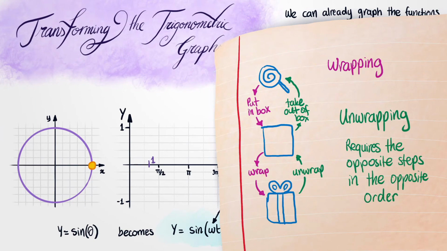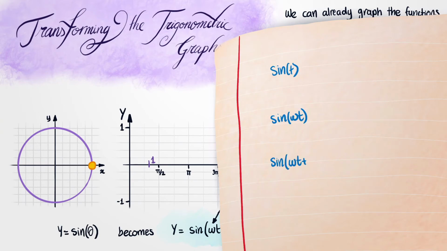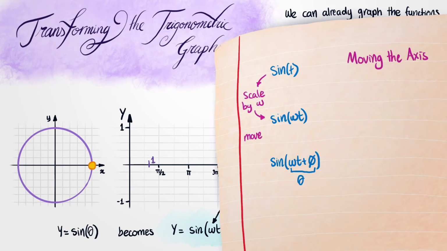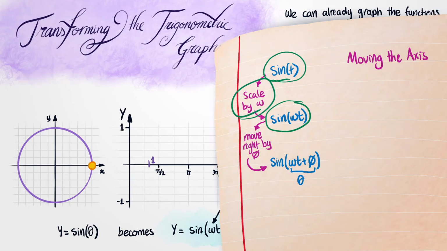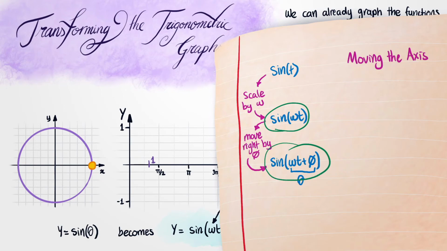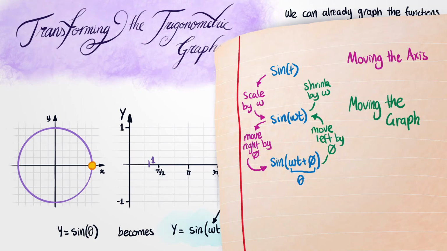Now just like wrapping a gift is the opposite of unwrapping it, we just said that moving a graph is the exact opposite of moving the axis. Now when we go from sine t to sine omega t, we scale the axis by omega. Then when we go from sine omega t to sine omega t plus phi, we're just moving the whole axis to the right by phi. Now since moving the graph is the opposite of moving the axis, then we must do the opposite steps in the opposite order, just like we did with the present. So I think you can see why this causes a lot of confusion for a lot of people.